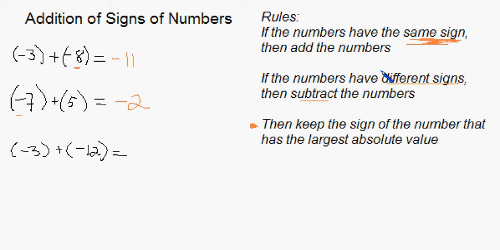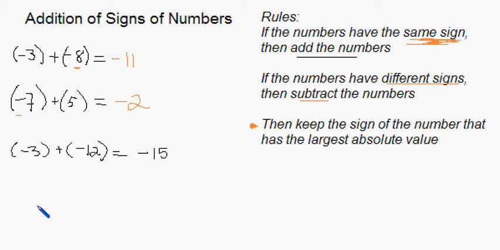Now again, they have the same signs, so that means that because they have the same signs, we're going to add the numbers. So if we add the numbers, 3 and 12 gives us 15. But we've got to keep the sign of the largest number, or the absolute value of the largest number. And in this case, the sign here will be a negative, because the absolute value of -12 is larger than the absolute value of a -3.